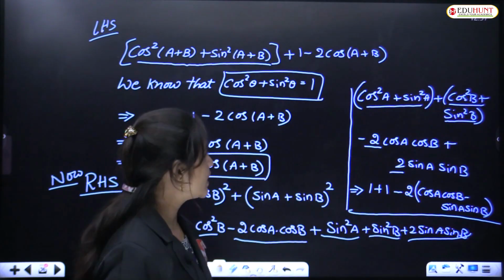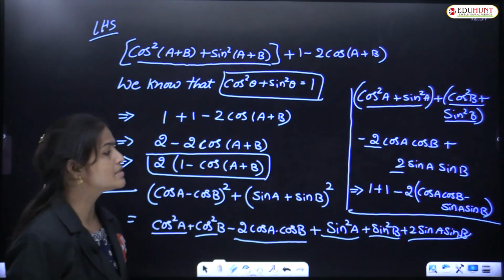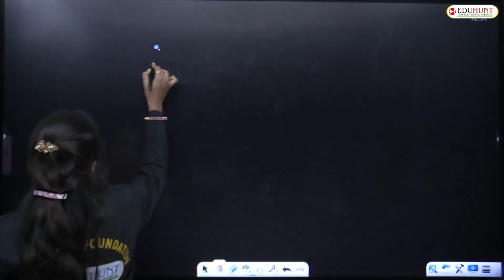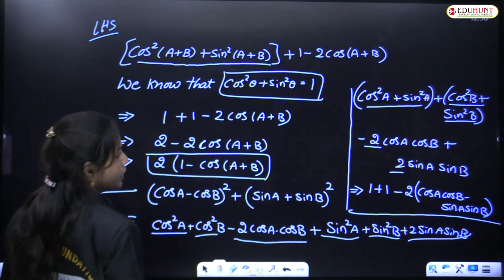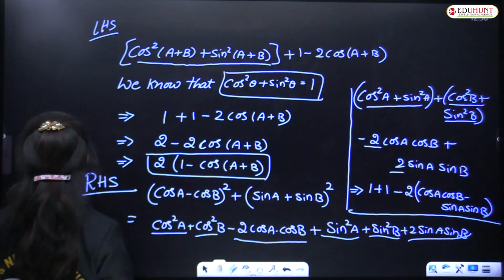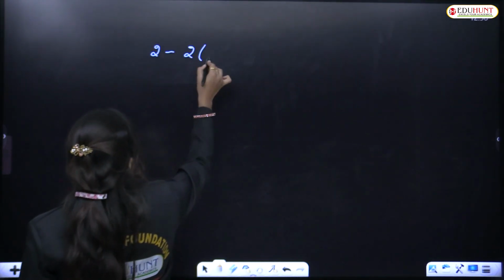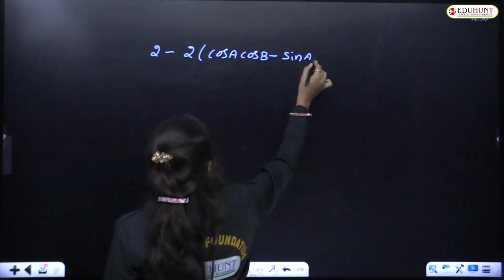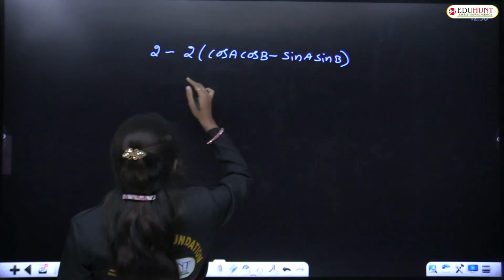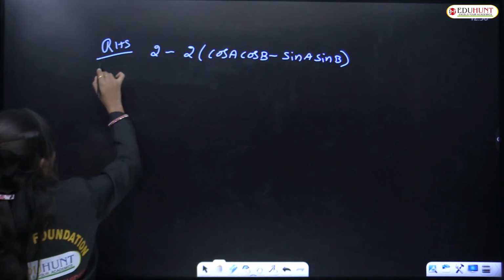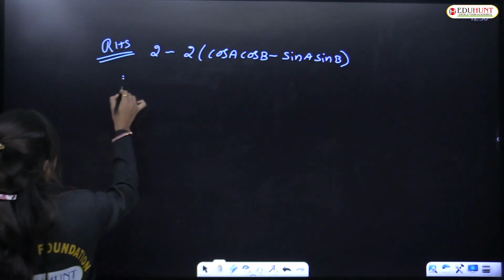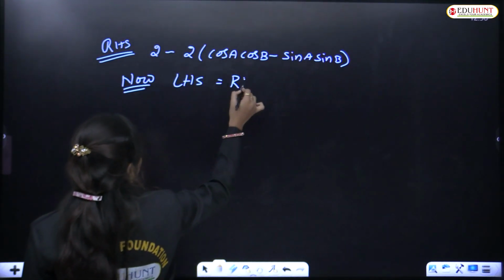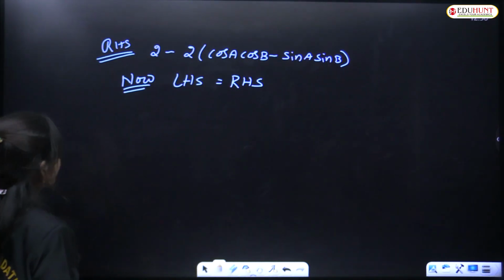Okay, so 1 plus 1 minus 2 into cos a cos b minus sin a sin b. So finally we will get 1 plus 1 is 2, minus 2 into cos a cos b minus sin a sin b. Okay, this is that RHS. And we know that LHS is equal to RHS, no? Now LHS is equal to RHS. Okay, so what is that LHS here?